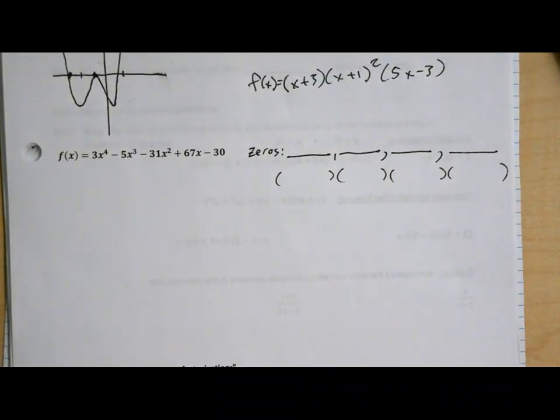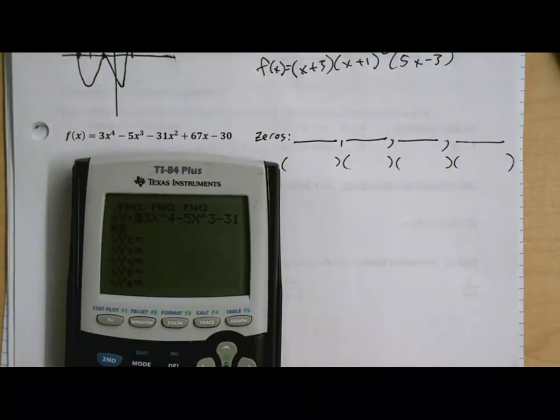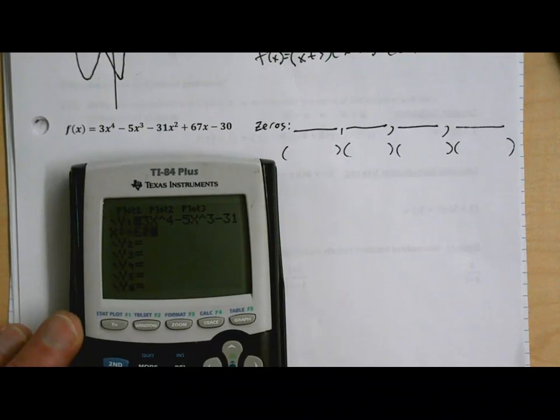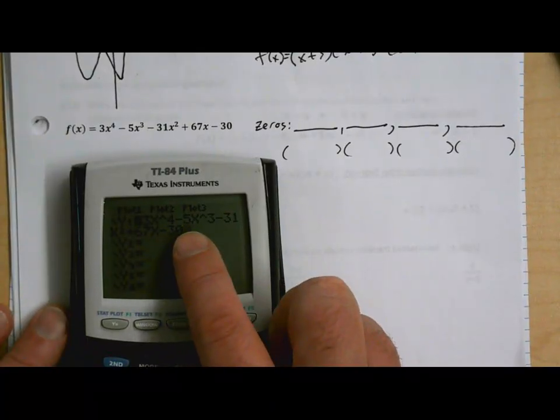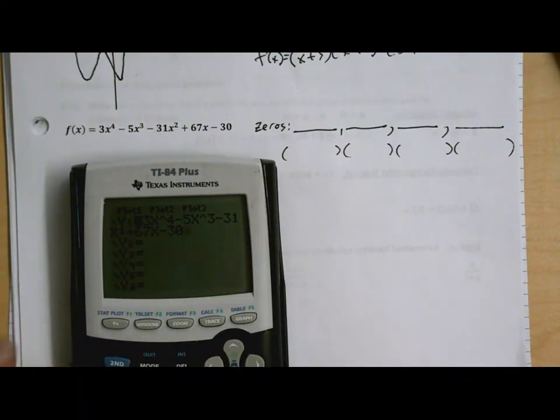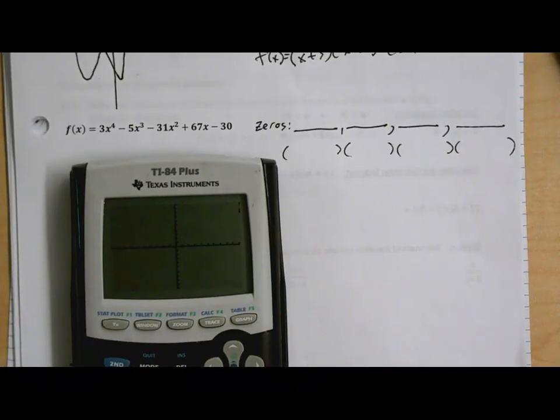3x to the 4th minus 5x to the 3rd, 31 x squared. And then I'm going to double check that I typed that all in correctly, and we'll graph it. Come on, give me some integer zeros. Oh, I don't like that one. Bummer.